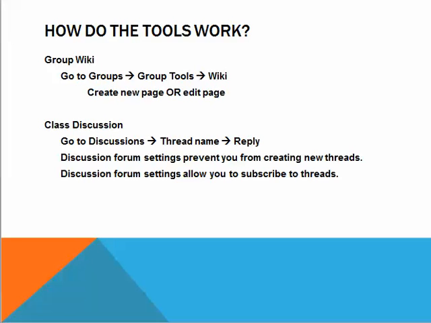Class discussion. You can go to Discussions, click on the name of the thread. All of our discussions will be given a thread name, and click on Reply. And if you are replying to somebody else's comment, then there will be a button for you to reply to a comment. So you can reply both to the thread itself or to responses to the thread. The discussion forum settings do prevent you from creating new threads. That's a way to help me keep things organized.